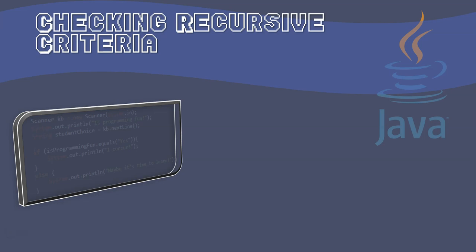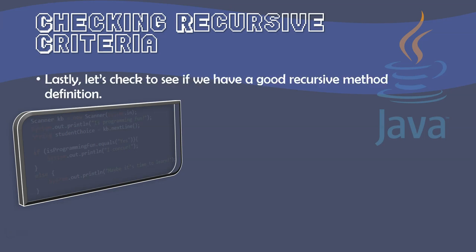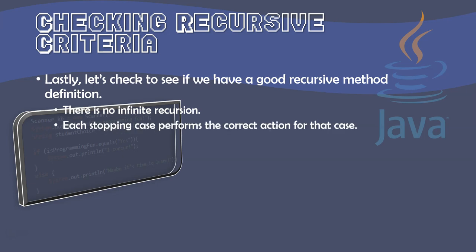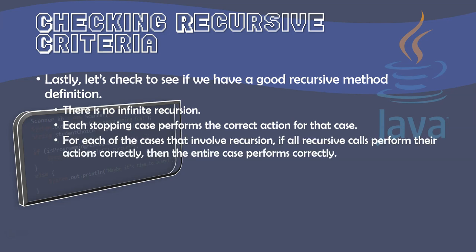Now, before we wrap this up, let's of course check our recursive criteria. We want to make sure we have a good recursive method definition. First thing, of course, is there recursion? There's no infinite recursion. Each stopping case performs the correct action for that case. And for each of the cases that do involve recursion, if all the recursive calls perform the action correctly, then the entire case performs correctly. And sure enough, when we look at our algorithm that we've developed, yes, we have addressed each of these points.